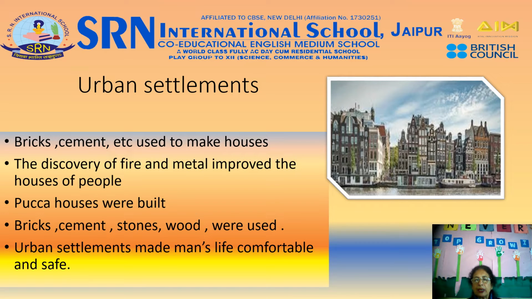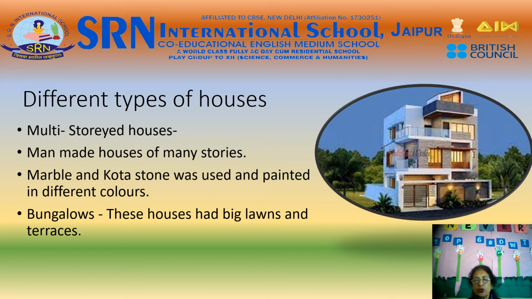These urban settlements made man's life more comfortable as well as safe. Such houses had many rooms like bedrooms, drawing rooms, bathrooms, kitchens and toilets. Man made houses of many stories. They are called multi-story houses. And marble and Kota stones began to be used to decorate them. They were painted in different colors to make them look more beautiful. Many houses have big lawns in front of them. These houses are called bungalows, and rich people live in such houses.